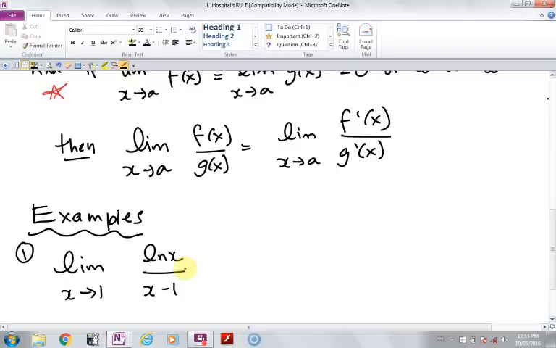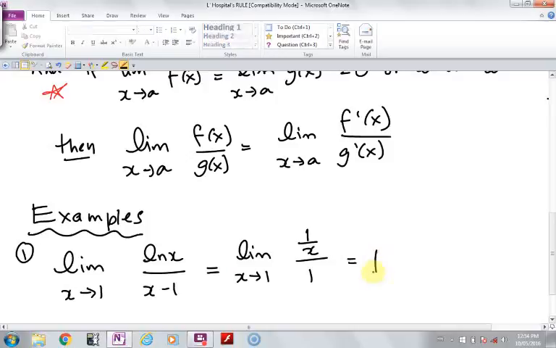So because we get 0 over 0, what we want to do is take the derivative of the top, the derivative of the bottom, and then take that limit as x approaches 1 and see what is going to happen there. So what's the derivative of ln x? 1 over x. And the derivative of x minus 1 is 1. So we get 1 over x. And when that goes to 1, we get 1. So that limit is actually 1. See how that works?